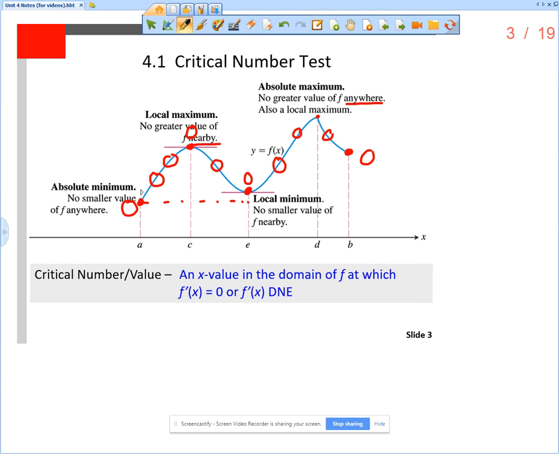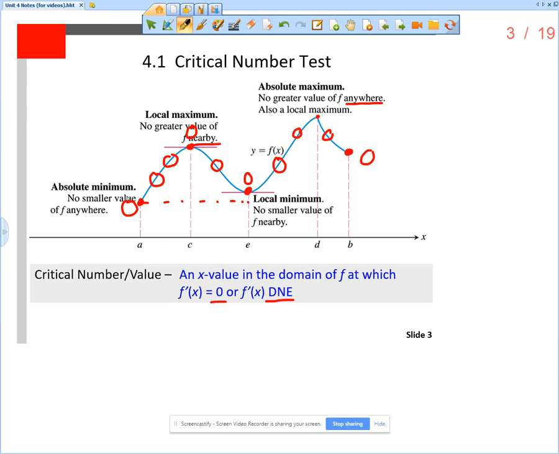Now, an important part of this is this thing called a critical number, because we're going to use that in the critical number test. So a critical number, just the definition, is an x value in the domain of f at which f prime of x equals 0 or f prime does not exist.